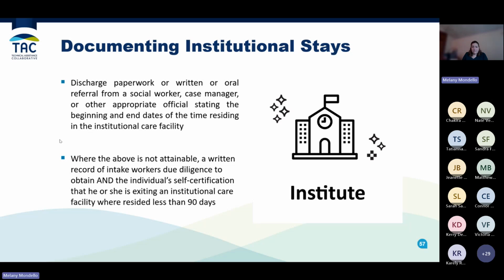Institutional stays, I feel like we've talked through. You can get the discharge paperwork, which says the date, and then homelessness documentation before. If the person isn't discharged yet, or doesn't have that paperwork because they're living in a homeless situation, then you can call the person and do that written attestation that we talked about.